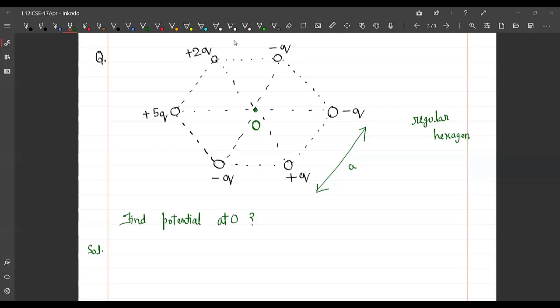Nihar, can you tell me the answer? What is the net potential at the center? Yeah, hello, yes, you're audible. Tell me the answer. Hello, sir, hello. My internet.